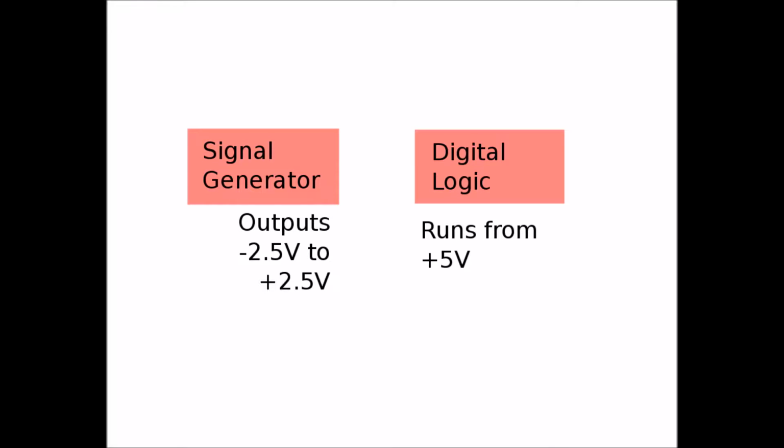The reason this is a problem is that digital logic runs from 5 volts down to ground, and your signal generator runs from minus 2.5 volts to plus 2.5 volts if you set it to 5 volts peak to peak. You can, however, set the signal generator to offset the voltage to TTL levels.